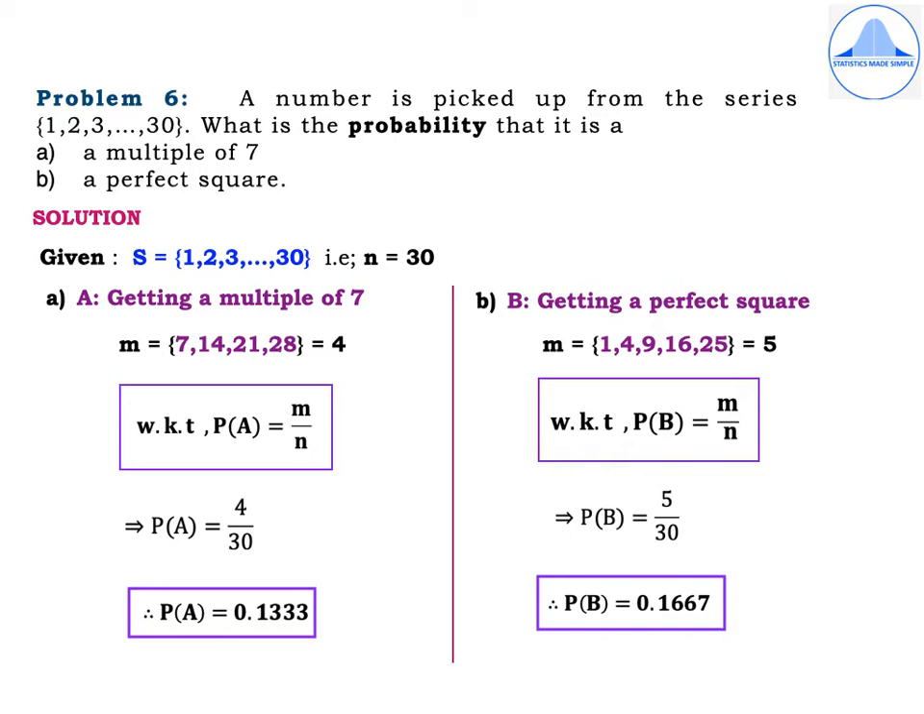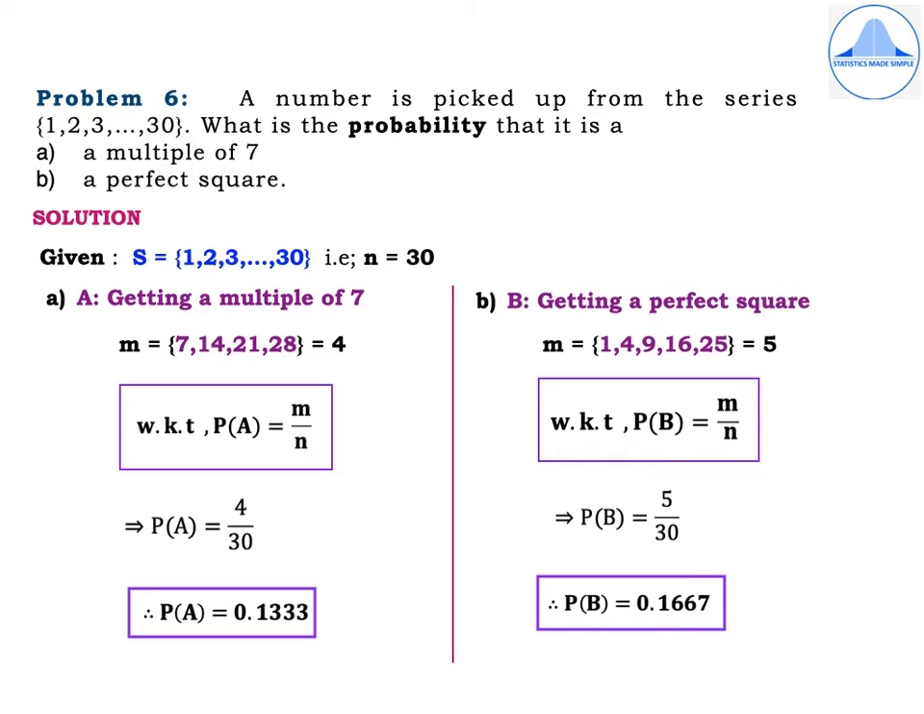The multiples of 7 from 1 to 30 are M is equal to, within flower brackets, 7, 14, 21 and 28. So the total number of favorable outcomes for event A is 4. That is M is equal to 4. So write the formula. We know that P of A is equal to M divided by N, which implies P of A is 4 by 30, or P of A is 0.1333.